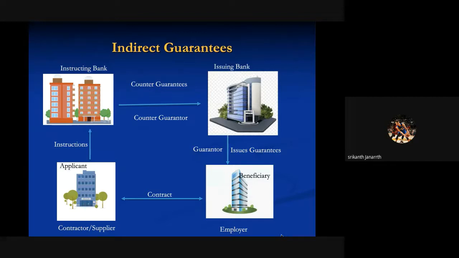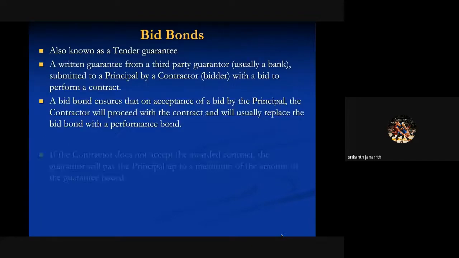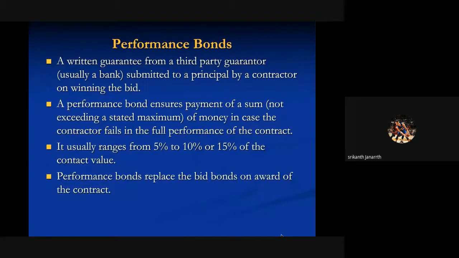You can see, right? That is where the performance guarantee comes in. So we saw the bid bond, we saw the performance, which is generally 10%. The performance bond replaced the bid bond. Yes, the performance bond replaced the bid bond, which becomes null and void after the contract is signed, right? Now, advance payment guarantee. What is this?